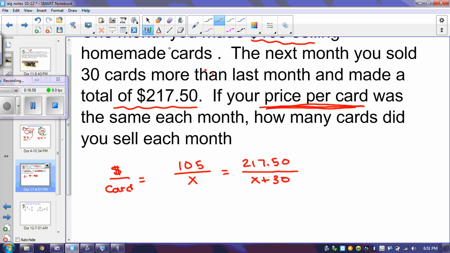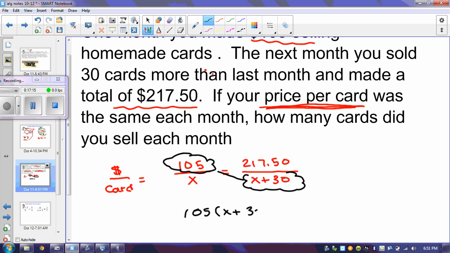So when I multiply, or do my cross products, I need to make sure that I remember that this 105 here is getting multiplied by a number 30 larger than x. I have to make sure that when I multiply the 105, it's not just getting multiplied by x or just by 30. It's getting multiplied by the total of x plus 30. So I'm going to use some distributing there when I do that multiplication. I'm going to get 105x plus 3,150. And this equals 217.50x.